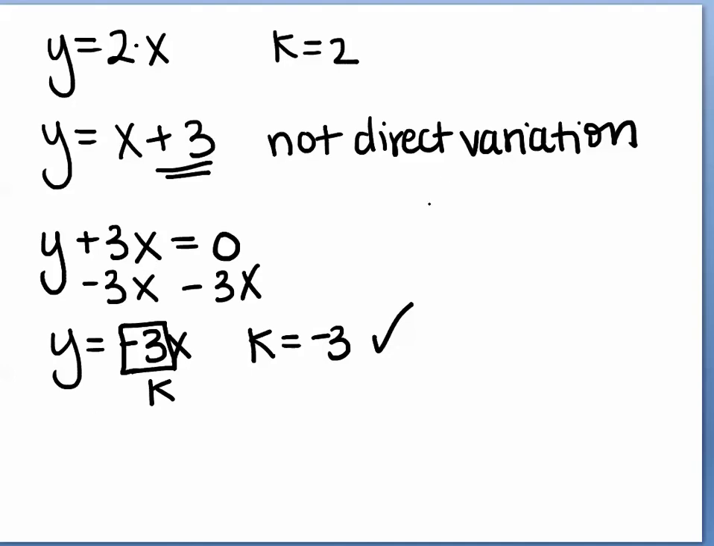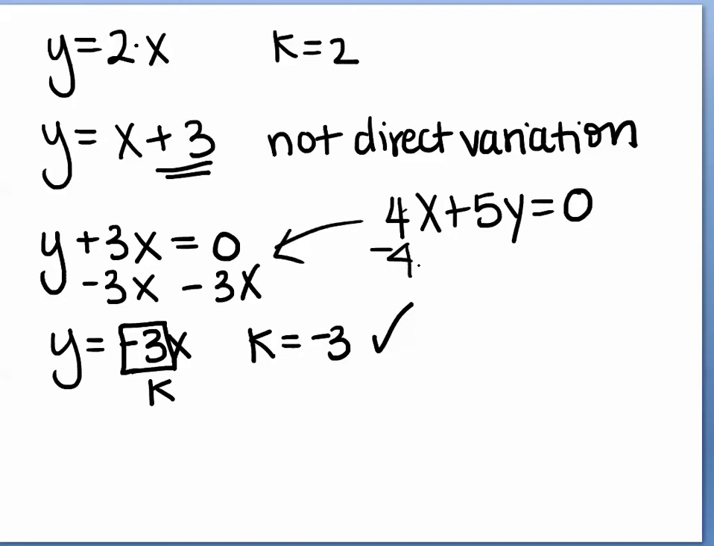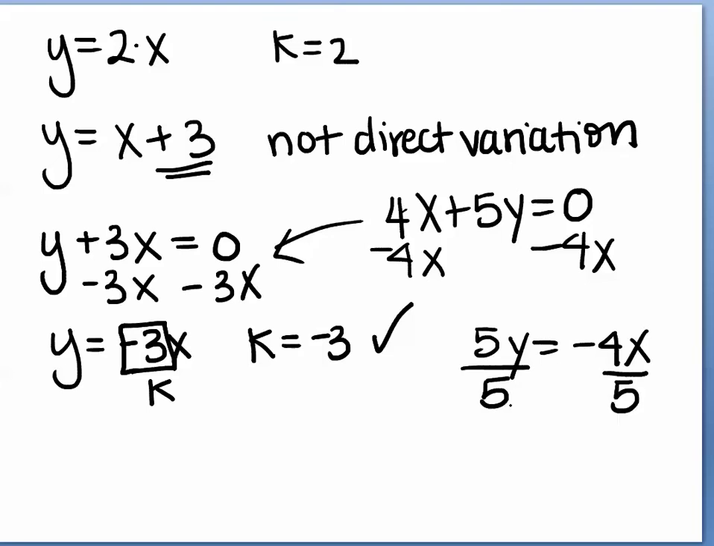Let's look at one more. This one's in your book on page 176. It says 4x plus 5y is equal to 0. This is similar to this one. You can move the 4x over, and now you have 5y equals negative 4x, and then you divide by the 5. This goes away. You get y equals negative 4/5 x. This is a direct variation. There's the k.